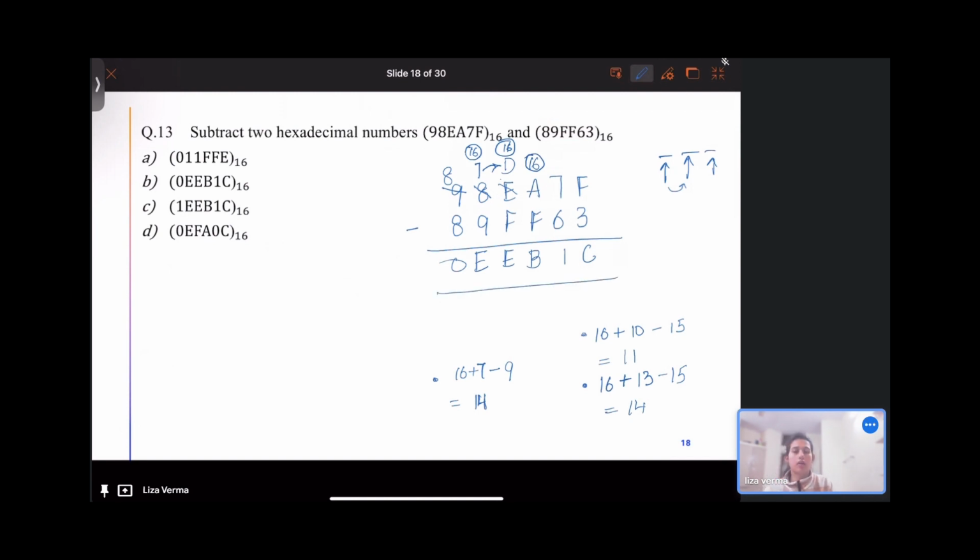This is the correct output after the subtraction of two hexadecimal numbers, and as we can see, option B is the correct one. Yes. Moving on to the next question.